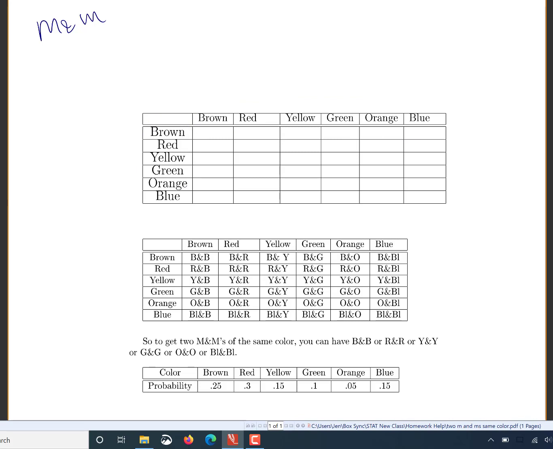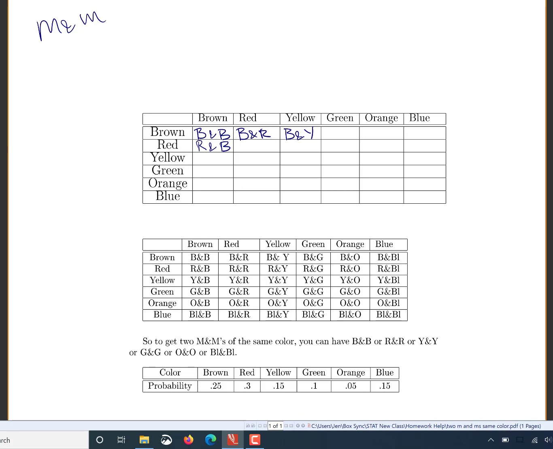So if I drew out a brown and a brown M&M, I'll write here brown and brown. Or I might draw a brown one first and then red, so that would be brown and red. Or I might draw brown first and then yellow, so brown and yellow. And I keep going, like right here I could do red and brown. So you'll see there's a lot of different combinations I can get if I draw out two M&Ms and look at their color.